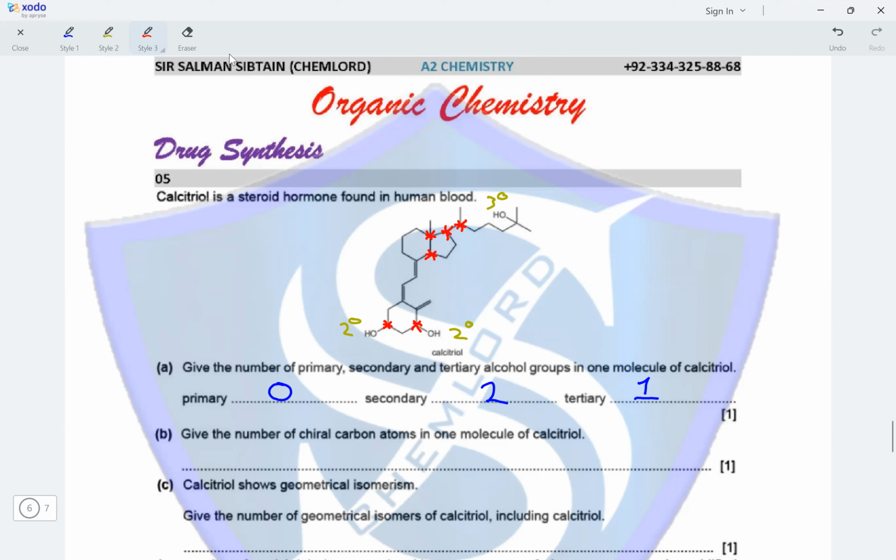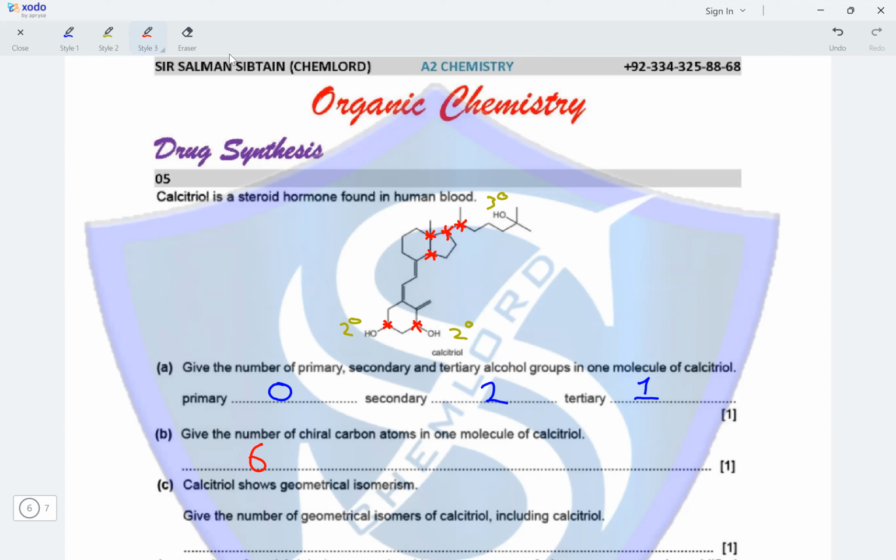The one with the tertiary alcohol group attached to it is not a chiral carbon atom because it is attached to two CH3 groups, which are the same group, so it is not a chiral carbon. So in total, 1, 2, 3, 4, 5, 6. 6 chiral carbon atoms are present in one molecule of calcitriol.